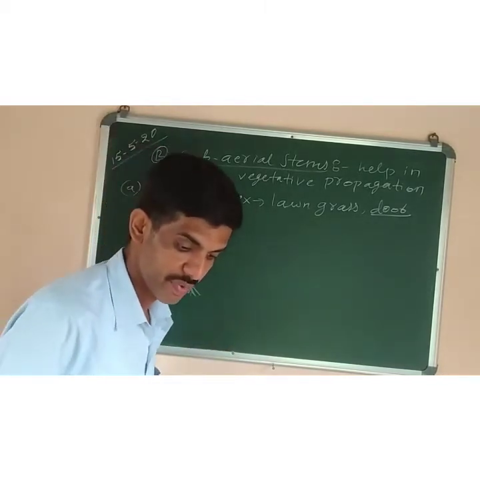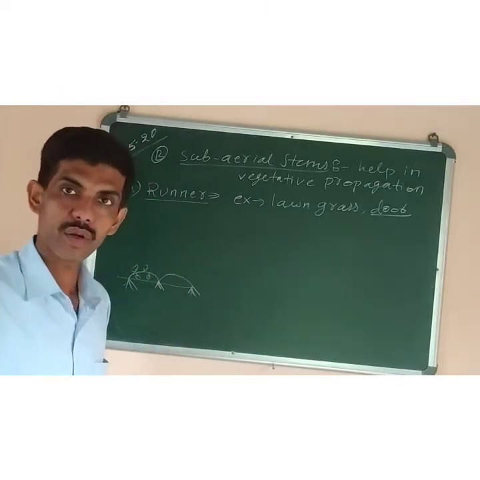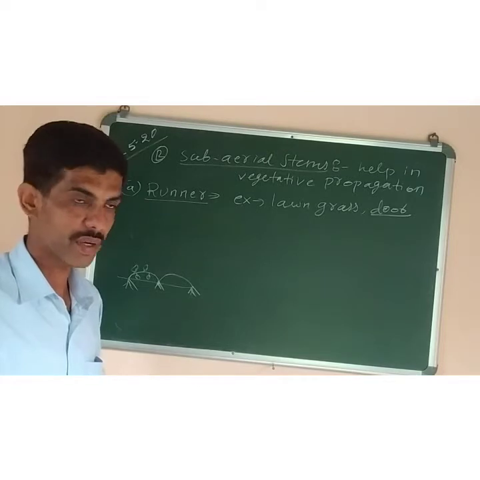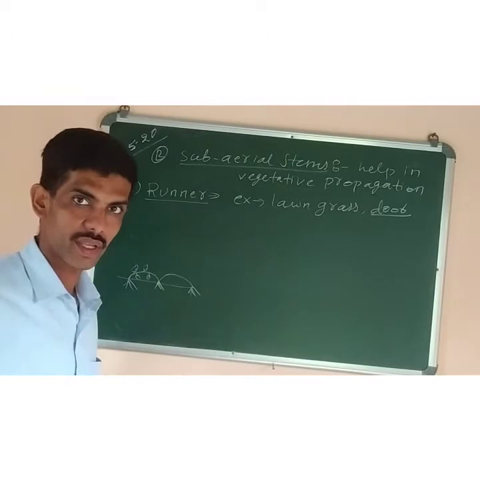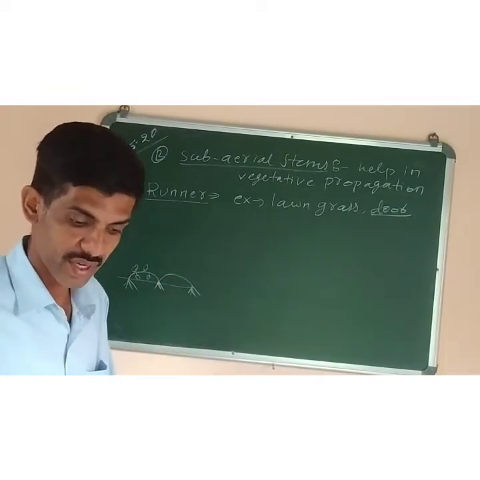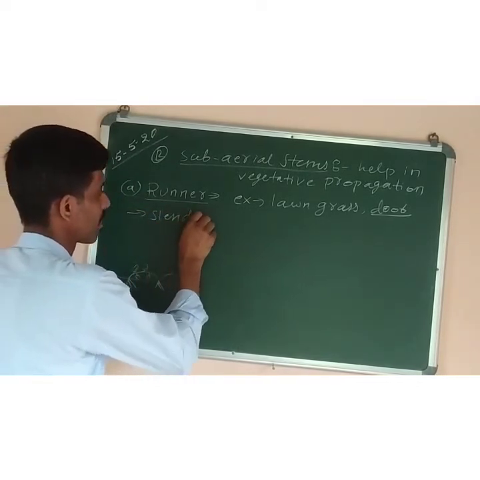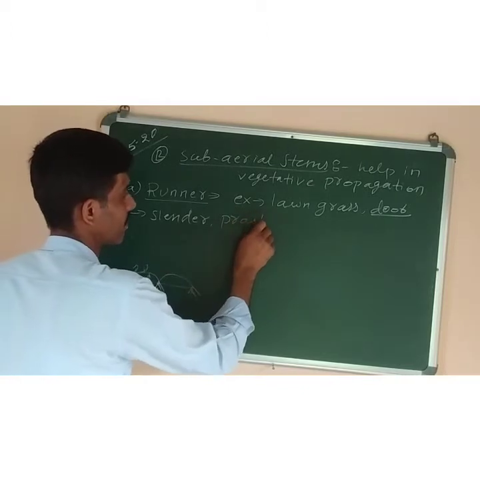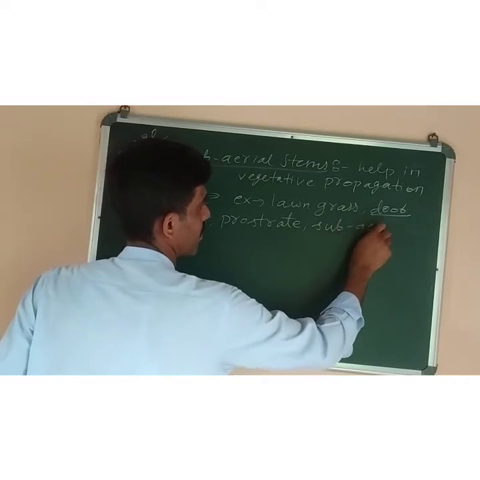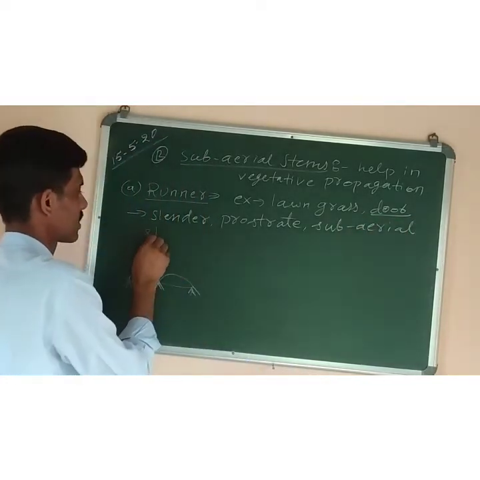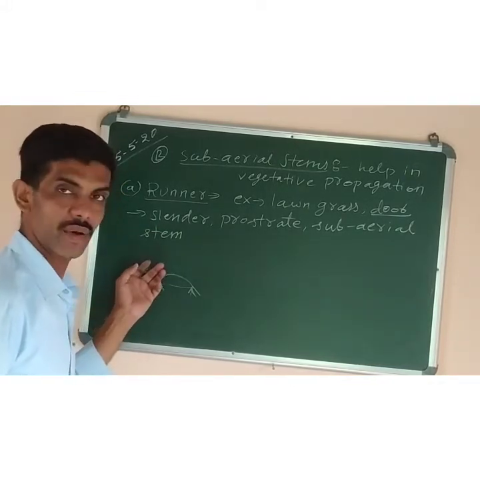So what is this runner? How to write the definition of runner? That you have to write. Runner is a slender, prostrate, subaerial stem. Slender means very soft. Prostrate means going flat to the ground, horizontally, touching the ground you can say. Slender, prostrate, subaerial stem means half part is growing inside the soil, half is growing above the soil.